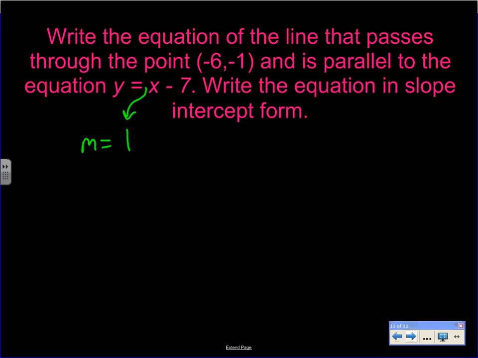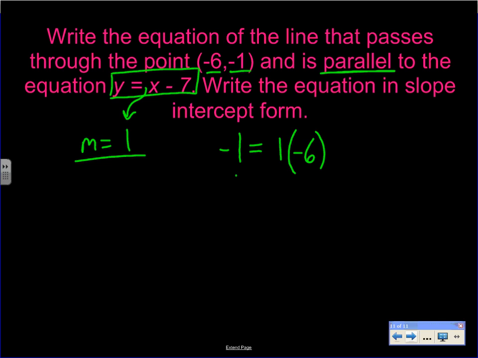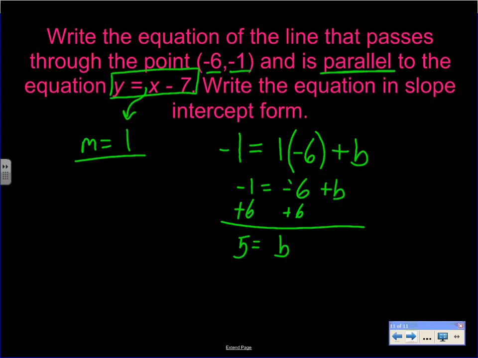All right, so once we've figured out that it has to have a slope of 1, because we're trying to get parallel lines, and it's got to be parallel to y equals x minus 7, the slope for y equals x minus 7 is that invisible 1. So let's substitute in. From our ordered pair, -1 is going to be y, +1 is m, and -6 is x. So we have y equals mx plus b. And from here, we solve this out. We're going to get -6 plus b is equal to -1. Add 6 to both sides. -1 plus 6 will give you a +5. Those cancel. We're left with b.